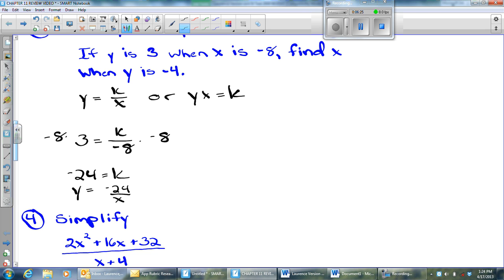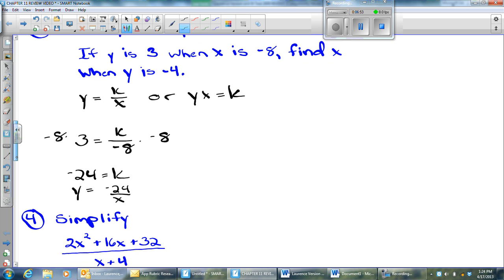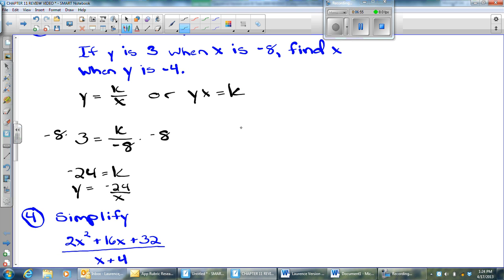That's all I need to do for my equation. Like I was telling some of you, my constant, so my k, is just like a slope in a linear equation. The slope stays the same, and you can plug in numbers for x to get numbers for y and get your coordinate points. Okay, so now I have my k and I have my equation. And I have to find x when y is -4. My k is going to stay the same.